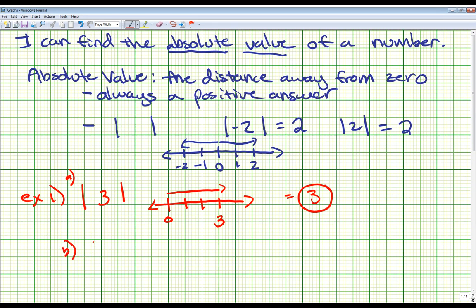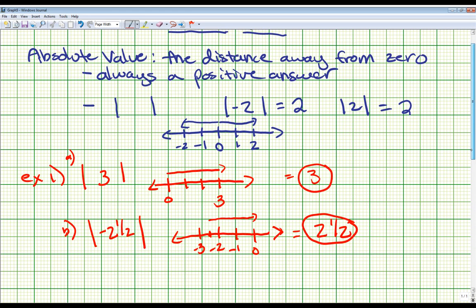Example 1B, find the absolute value of -2.5. So if I have my bars around -2.5, well, if I drew a little number line, which again, I know some of you don't have to find the answer, here's 0, -1, -2, -3, -2.5 would be right here. How many hops away from 0 is -2.5? Well, it's 1, 2.5 hops. So our final answer would be 2.5. So you basically just take this number in the bars and you make it a positive. That's all you got to do.